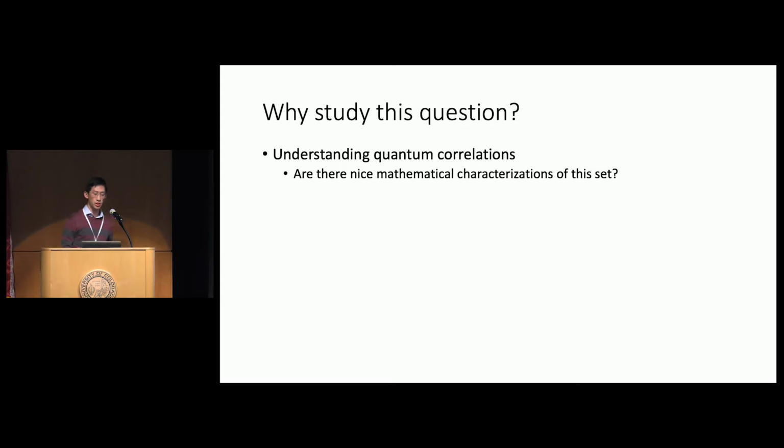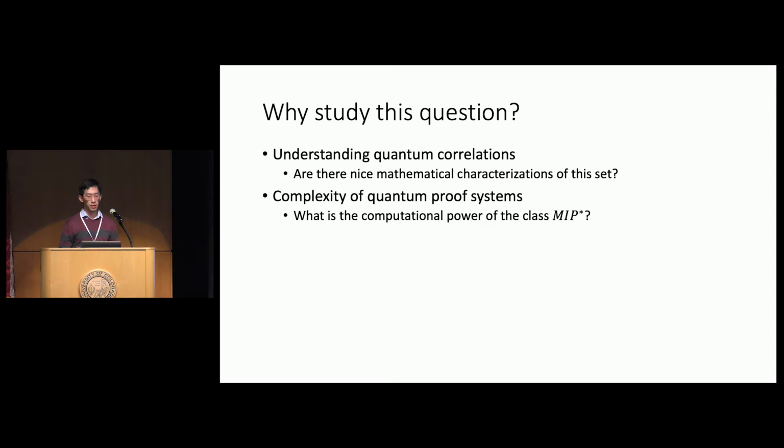So why study this question? There's a lot of motivations for understanding the complexity of non-local games. The first thing is, we'd like to understand the set of quantum correlations. Are there nice mathematical characterizations of this set? People have been trying for years to get a handle on it, and this complexity question is a nice avenue towards approaching it.